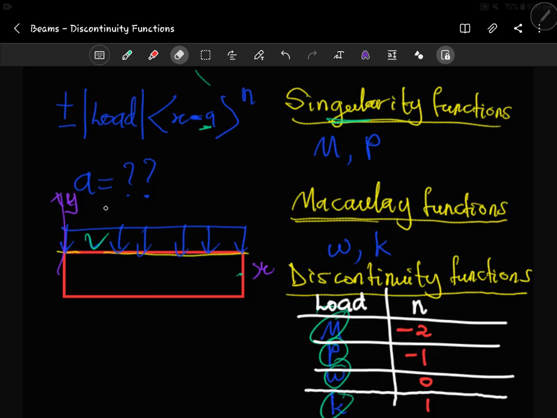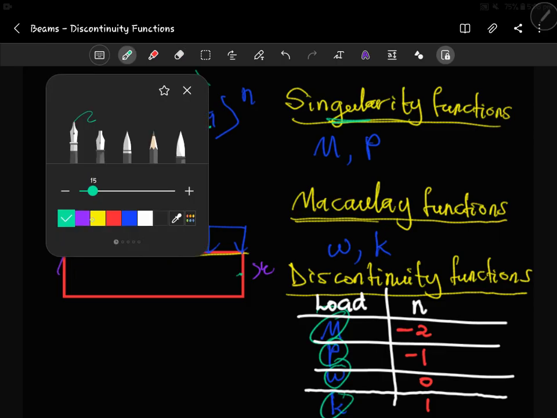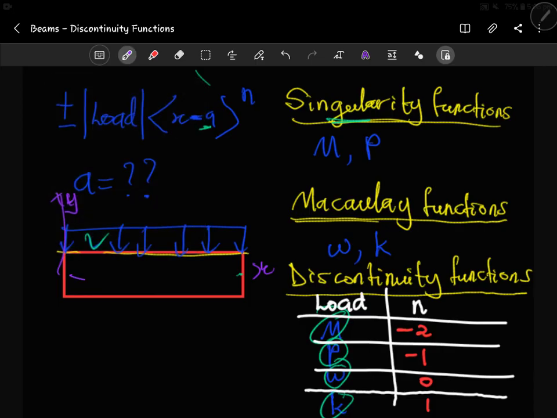So this is the coordinate system for this particular example, and this is the origin. If I want to find the equivalent of this uniform distributed load, this blue one, where does it start? It starts at the origin. So if I'm representing it, I'll just say x minus 0, because that's where it starts.